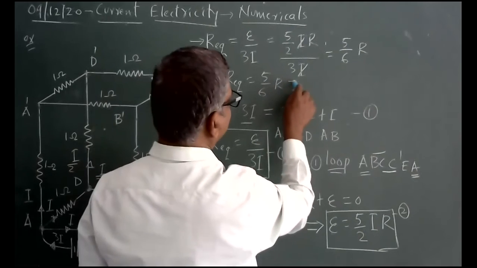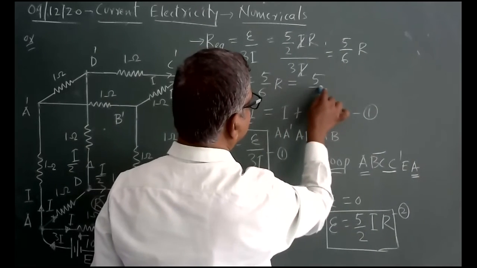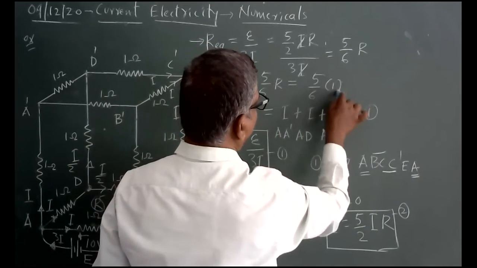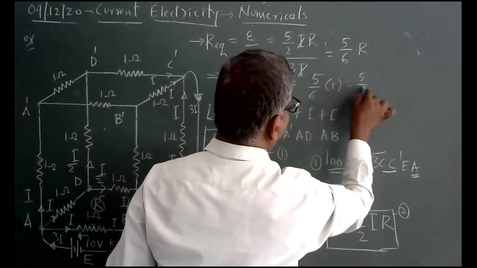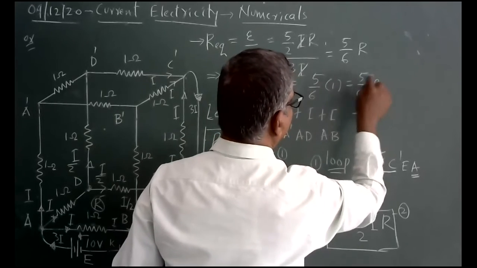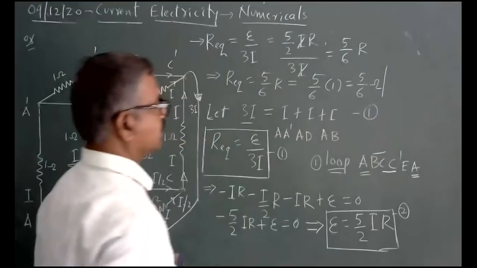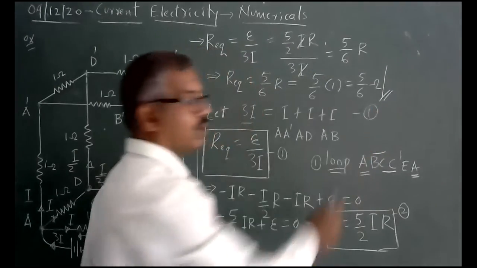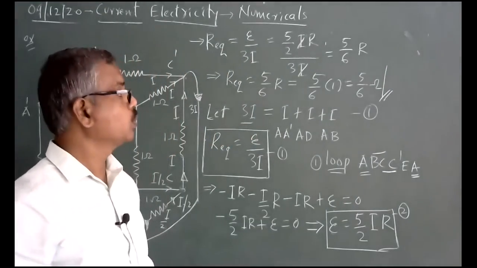We know that R value is 1 ohm. Hence, I will put 5 by 6 into 1 ohm. Hence, the answer is R equivalent value is 5 by 6 ohm. So this completes the analysis. What is the R equivalent value? R equivalent value is 5 by 6 ohms.